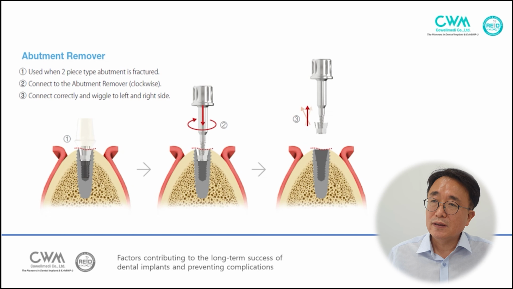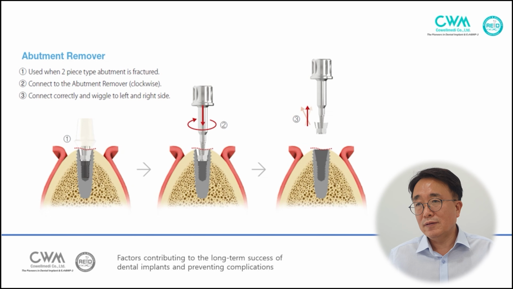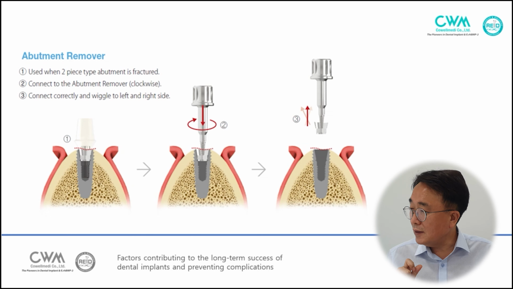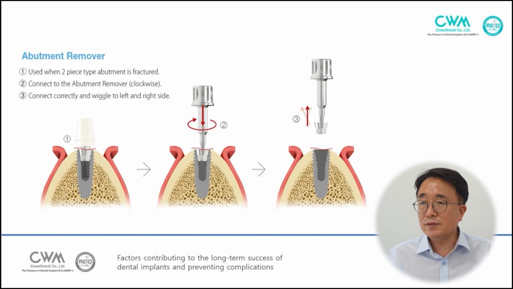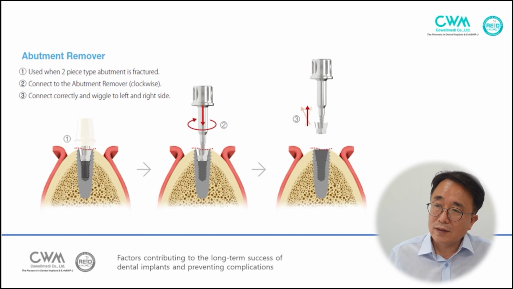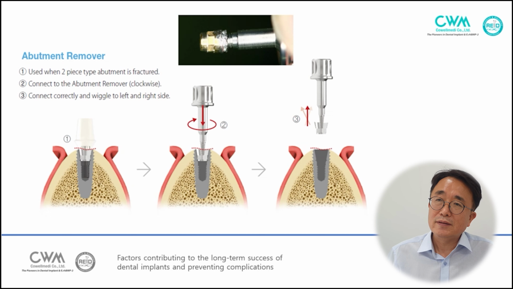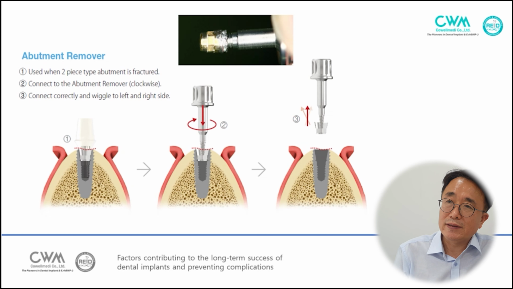So we can remove it with buckling wall tilting force. So we can disconnect the cold welding between fixture and abutment. And after disconnection between these, we can pull out this fractured abutment. Here, remove the fragment of abutment.